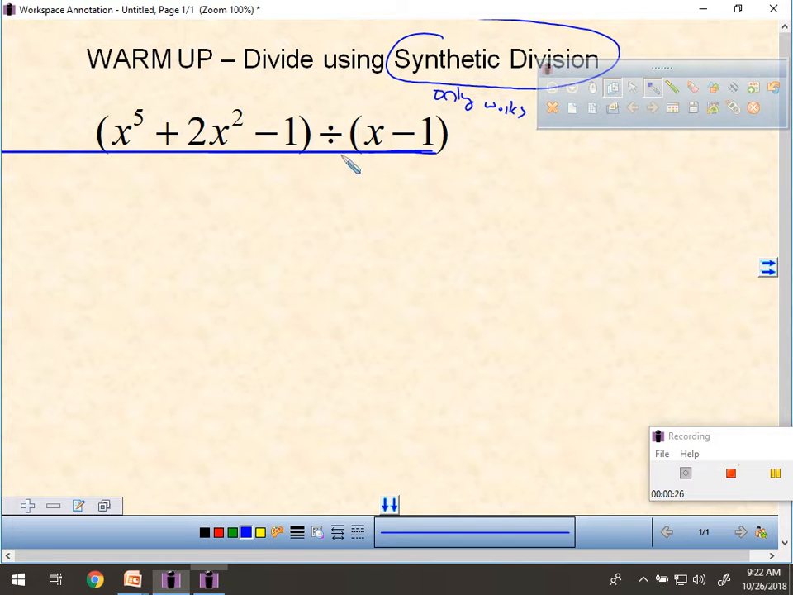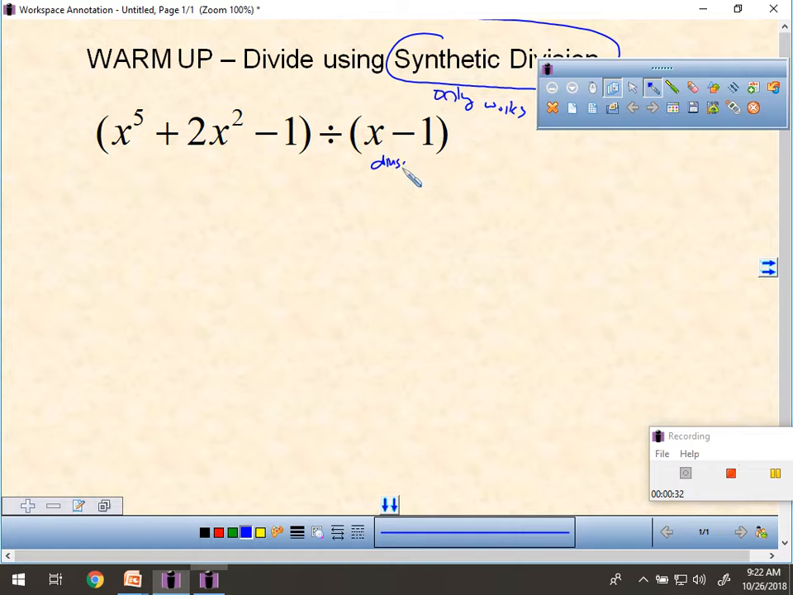I'm sorry, right here, this is the divisor. Let me erase that. This is my divisor where the leading coefficient is an understood 1. So you see that this is 1x minus 1. Synthetic division works really well when it's this type of scenario. And so I know y'all know this from now.